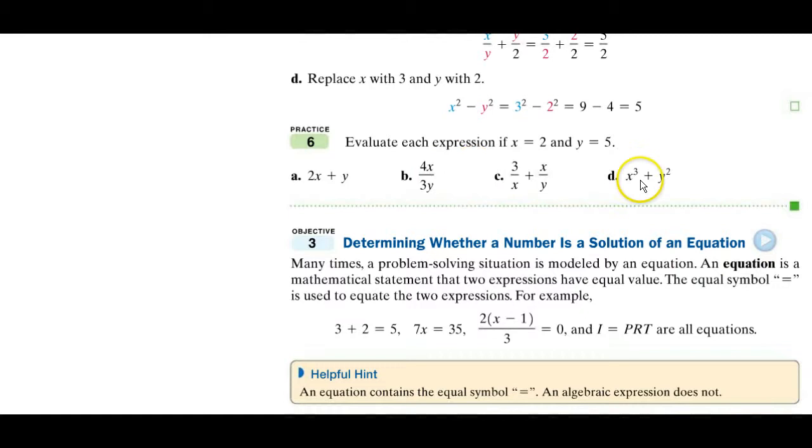And they give you more practice. It's done in the same ways.